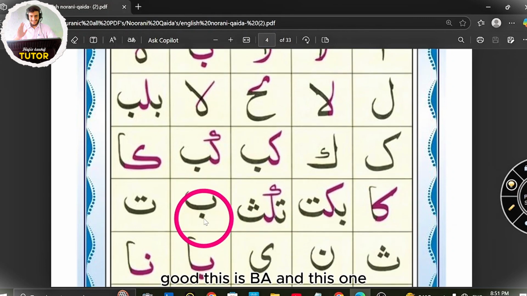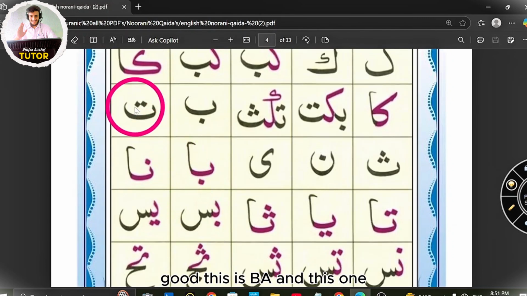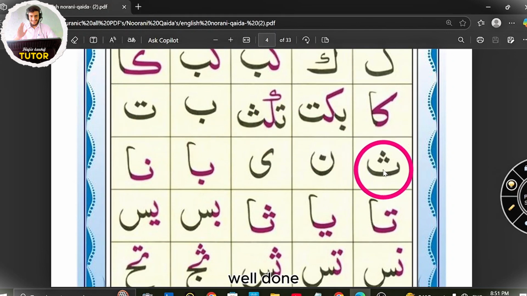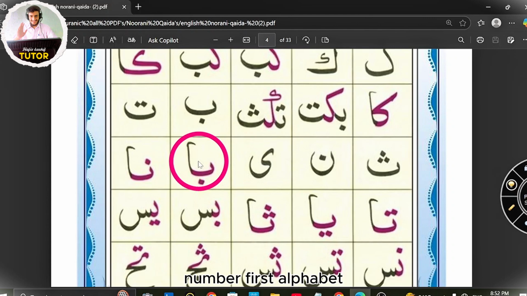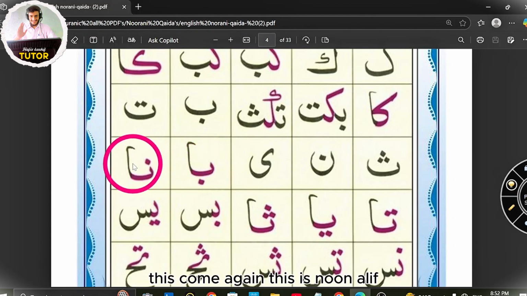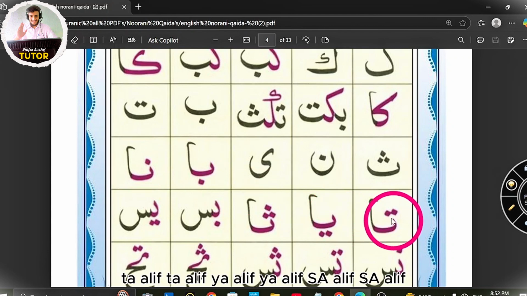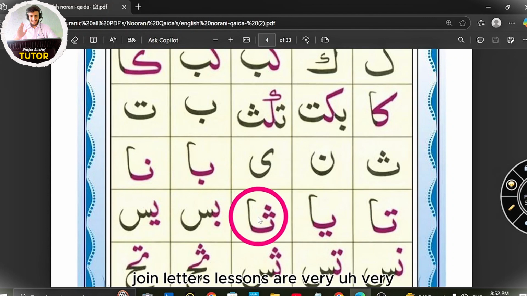Good. This is ba, and this one, ta. Well done. This is sa. This is nun. This is ya. That means you learned our previous first lesson, the Arabic alphabet. So this is ba alif. This is nun alif. Ta alif. Ya alif. Sa alif. Joint letters lessons are very easy.